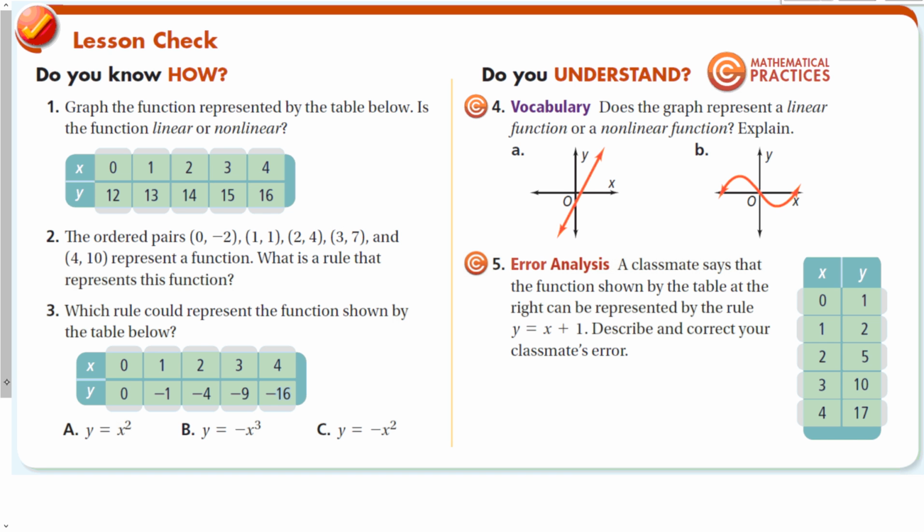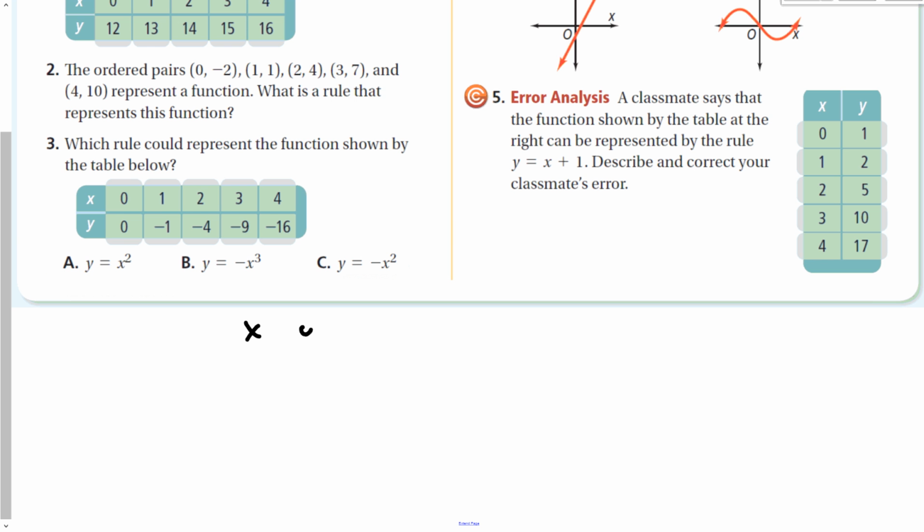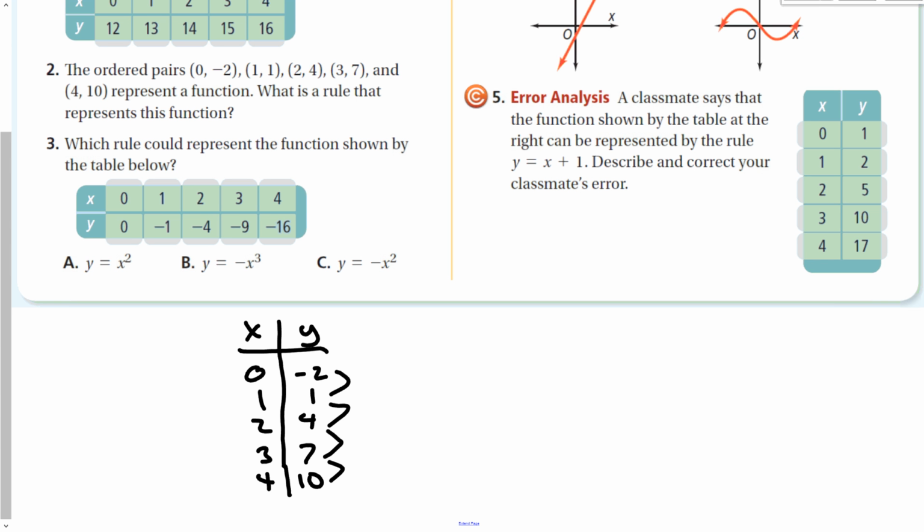This one I want to go through. So in order to solve this, let's make a table, x, y. This is just to help you see it a little bit better. 0, -2, 1, 1, 2, 4, 3, 7, 4, 10. If you notice, these all have the same difference. To get from one to the next, all of them go up by 3. So this is going to be a linear function.